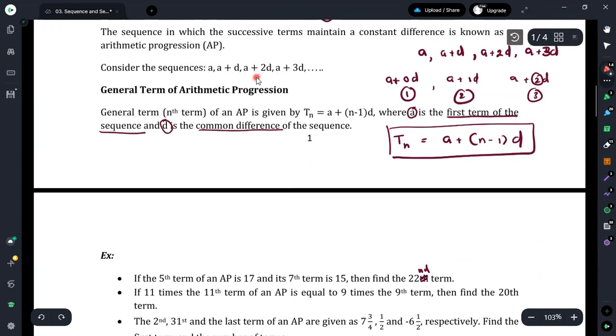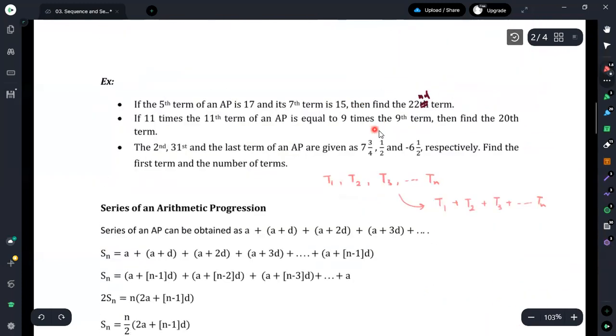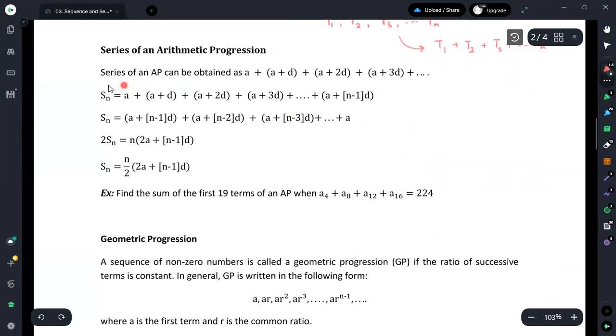Therefore, here we have already identified an arithmetic progression. Here it is just a sequence only. The first term was a, then the next term was a plus d, the third term was a plus 2d. Likewise, you have a plus 3d. Likewise, the nth term was a plus n minus 1 times d. Then if you take the summation of those terms, you can create a series of an arithmetic progression.